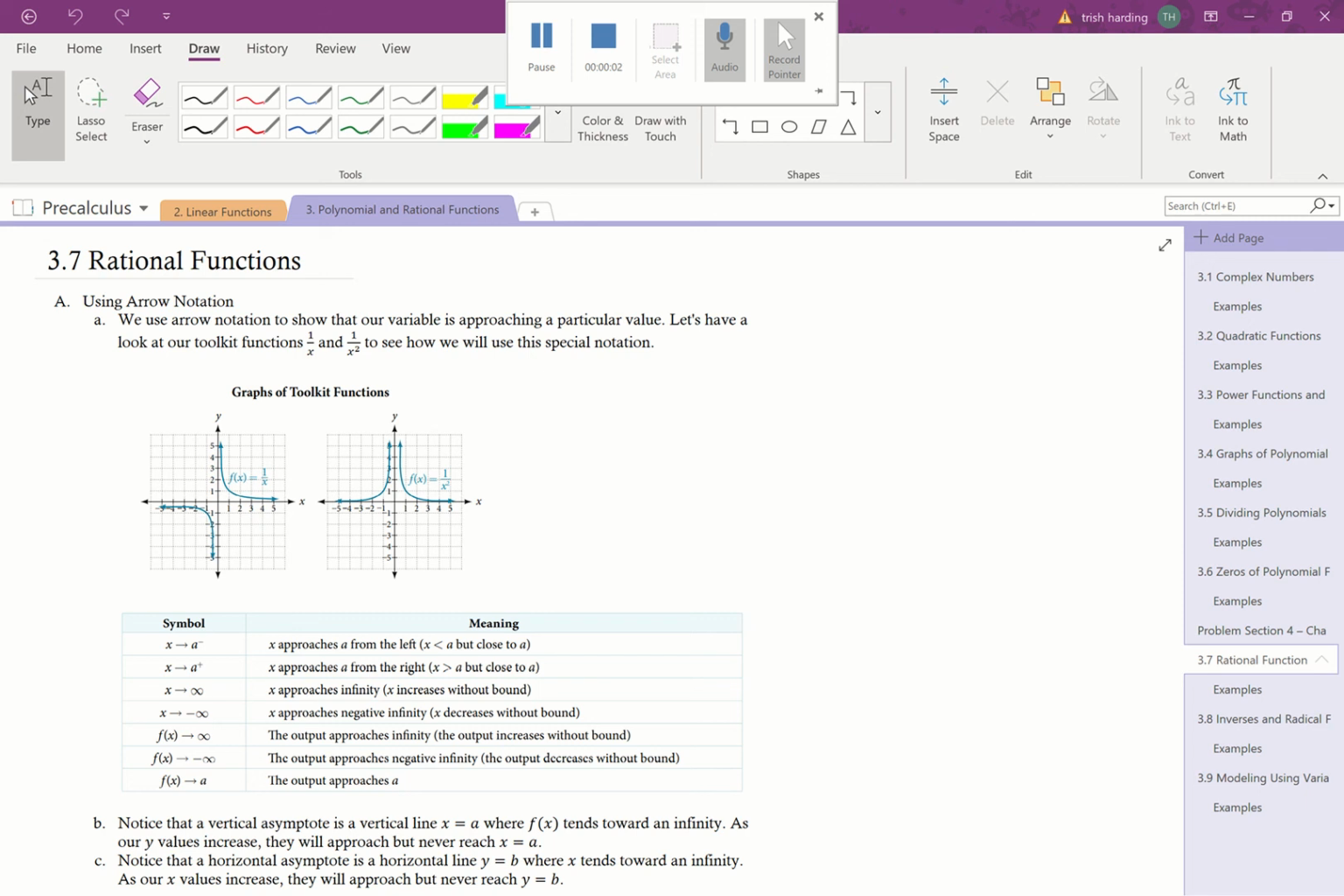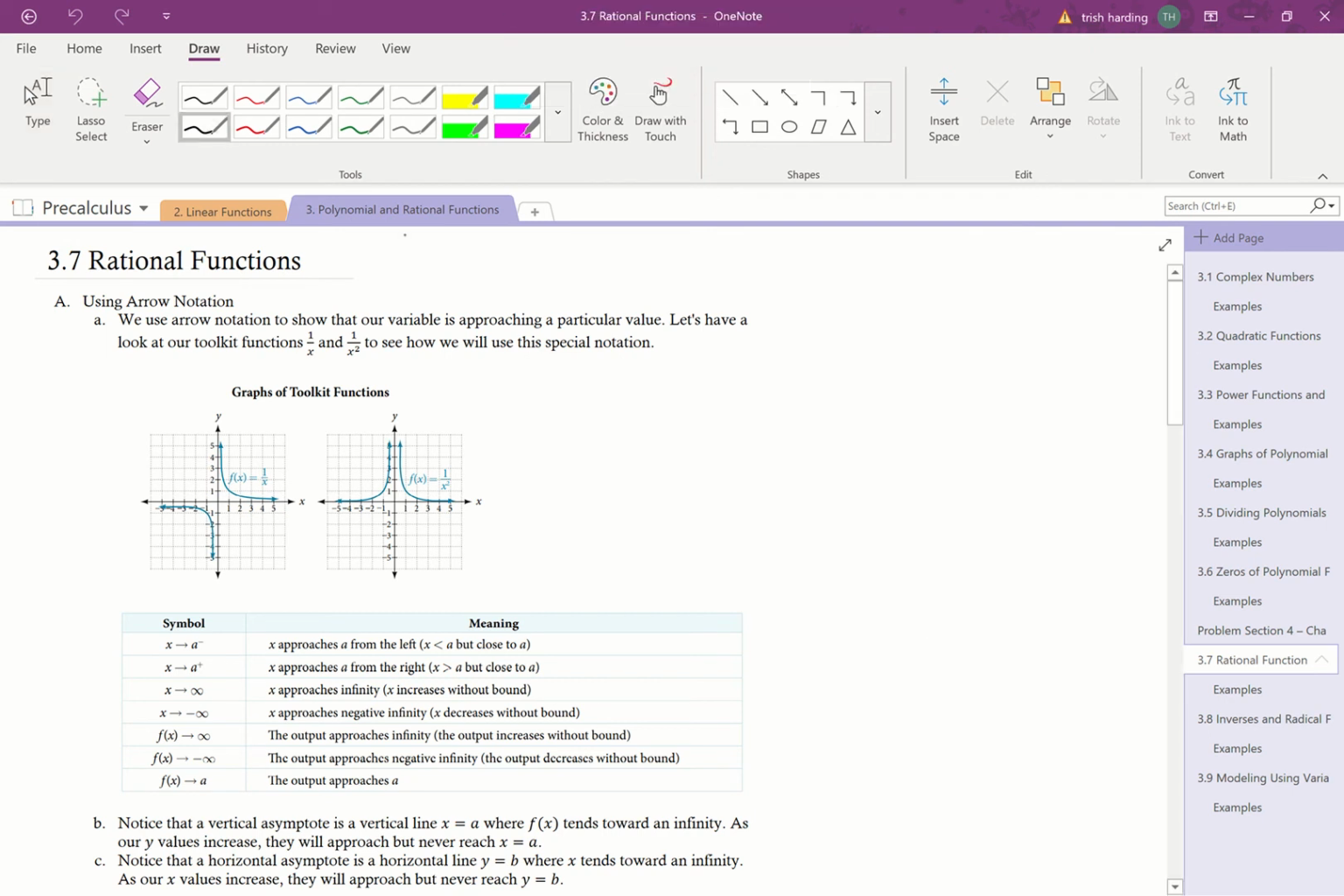Welcome to Chapter 3, Unit 7, Rational Functions. So we have two toolkit functions that are rational functions: 1 over x and 1 over x squared. Notice that this is 1 over x squared, and this is 1 over x. One way to distinguish them is that when you look at 1 over x squared, you will not be getting any negative y values. That's because whatever your x is gets squared, so it will always be positive.